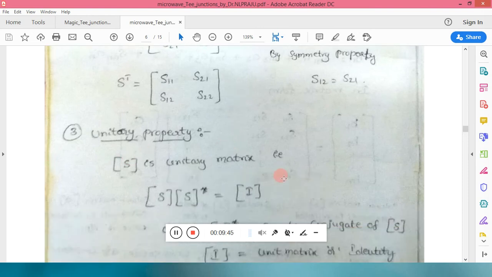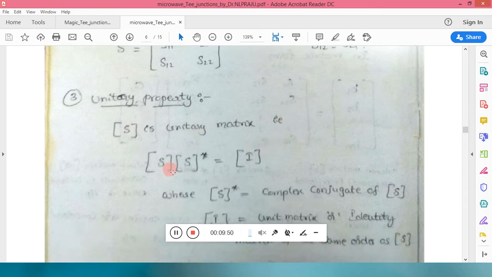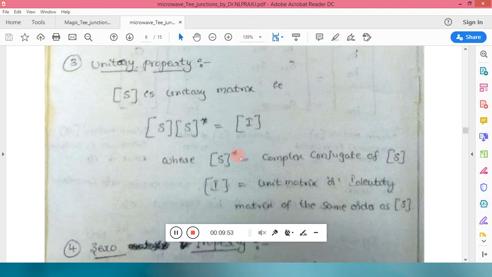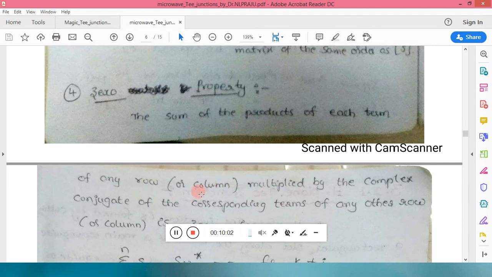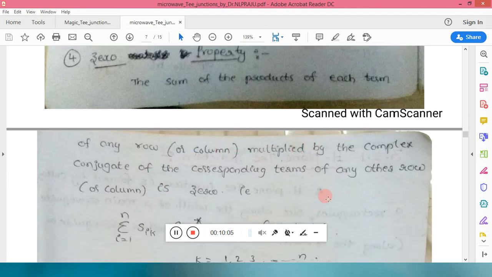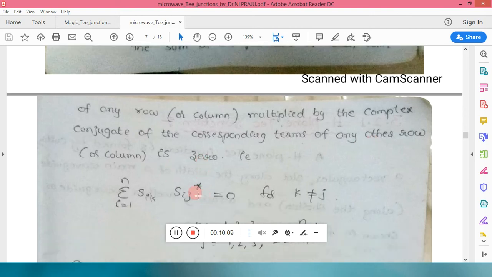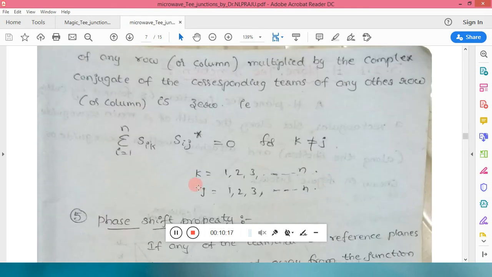The third one is the unitary property. This matrix S is a unitary matrix, that is S into S transpose conjugate is equal to the unit matrix or identity matrix of the same order as S. The next one is the zero property. The sum of the products of each term of any row multiplied by the complex conjugate of the corresponding terms of any other row or column is zero. That is, the sum over i equal to 1 of Sik Sij star is equal to 0 for k not equal to j, where k is 1, 2, 3, and so on.